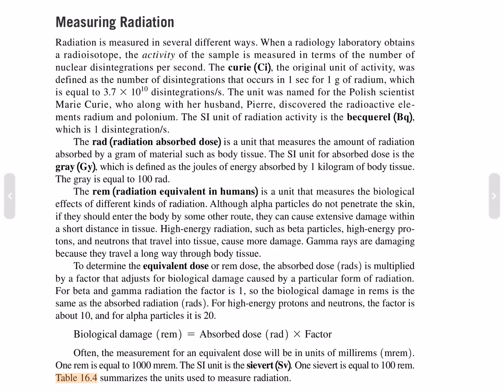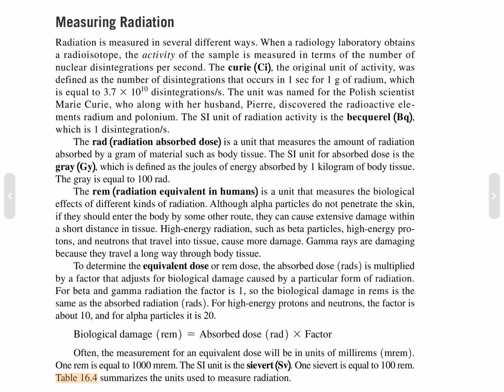The unit was named for the Polish scientist Marie Curie, who along with her husband Pierre discovered the radioisotope elements radium and polonium. The SI unit of radioactivity is the becquerel, which is 1 disintegration per second. The rad, or radiation absorbed dose, is a unit that measures the amount of radiation absorbed by 1 gram of material such as body tissue. The SI unit for absorbed dose is the gray, which is defined as joules of energy absorbed in 1 kilogram of body tissue. The gray is equal to 100 rads.